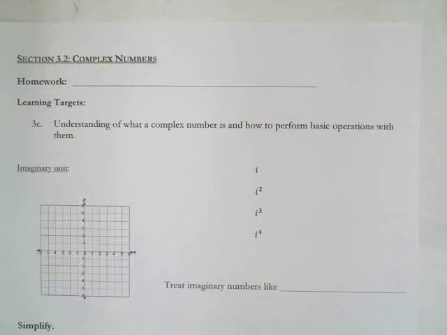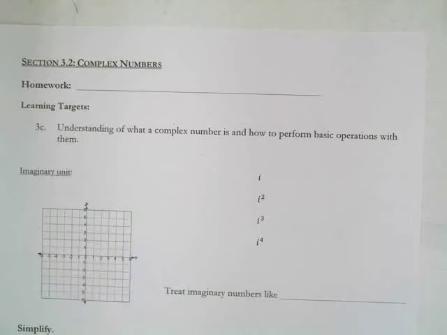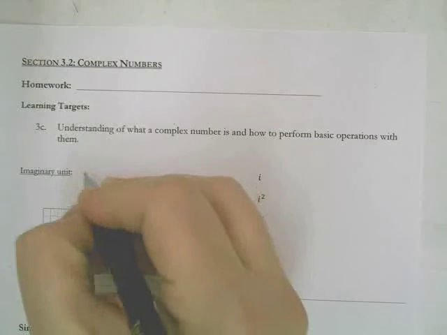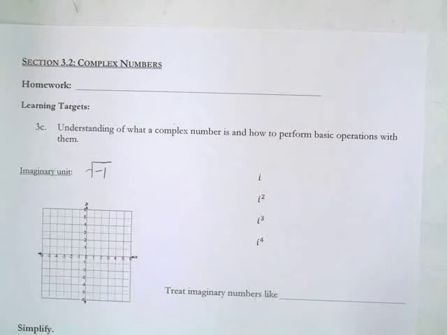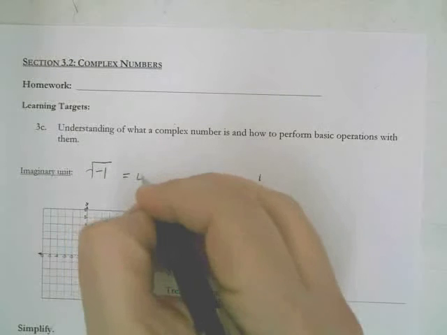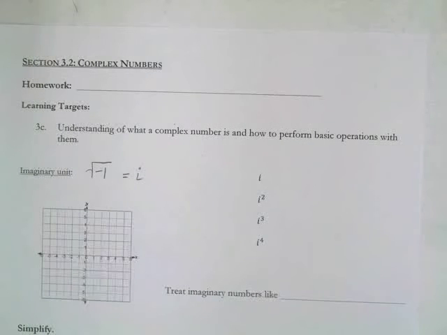Today is complex numbers and how to work with complex numbers. The first thing you need to know is where a complex number comes from. Complex numbers are just imaginary numbers, and they come from taking the square root of -1. Usually when you take the square root of -1, it won't work, but actually that is an imaginary number. So the square root of -1 is i.